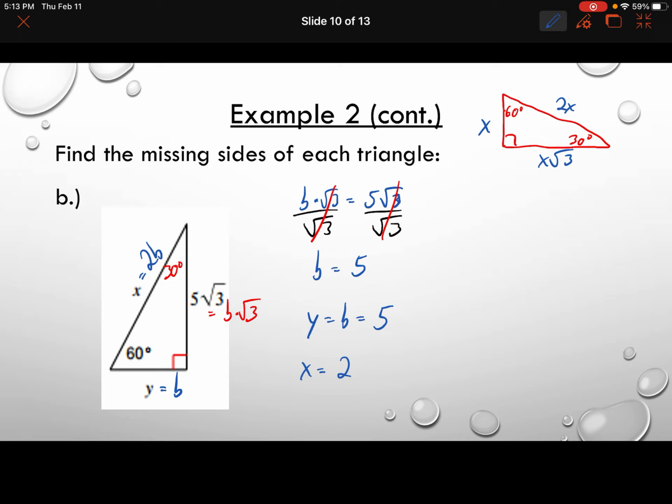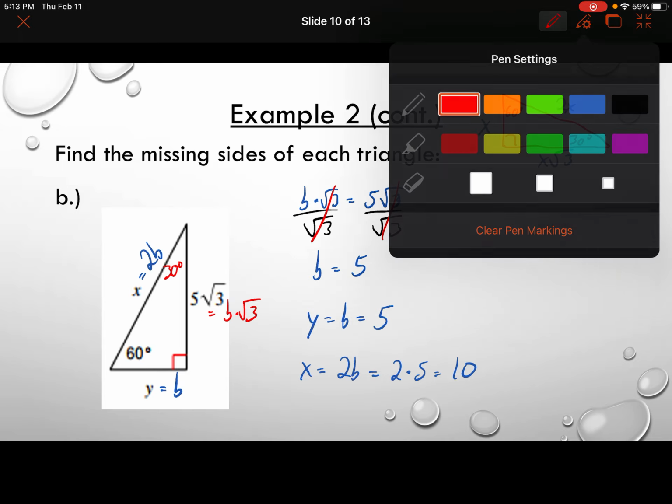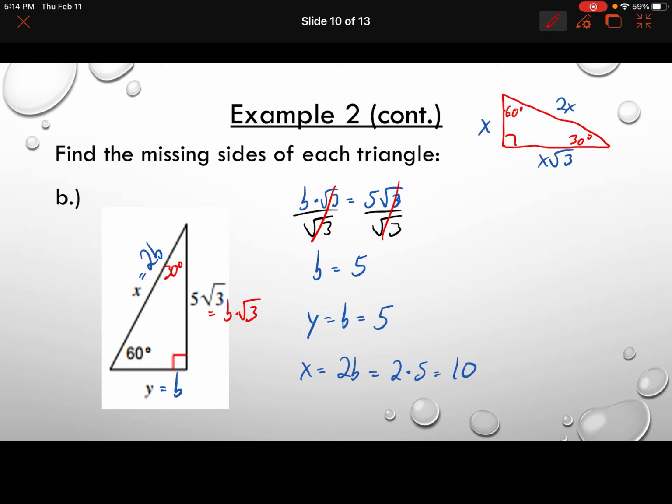Additionally, we said x is equal to 2b, and since b is equal to 5, that means x is equal to 10. 2 times 5 is equal to 10. So x is equal to 10, and y is equal to 5. So it's all about, once again, labeling your triangle and then doing some simple, well, hopefully simple, equation solving to figure out what the other variable letters must be equal to.